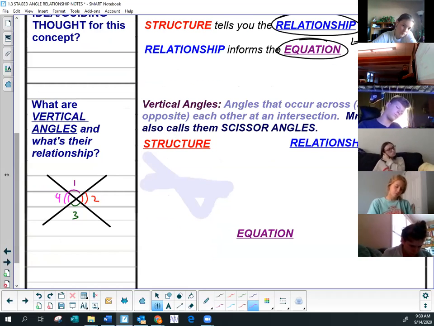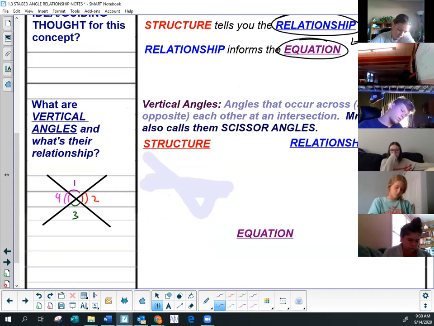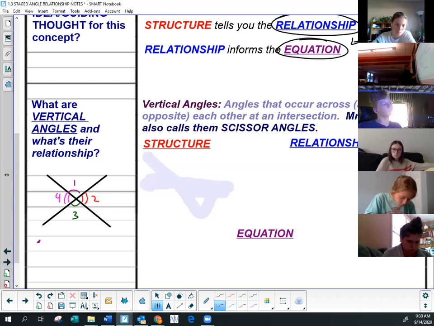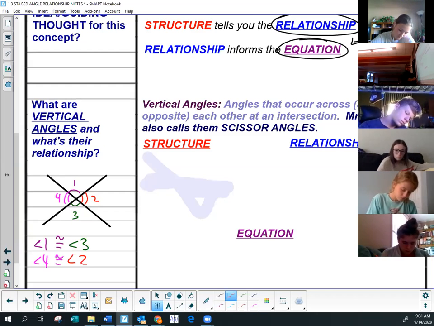Just so we understand what you just saw, can you please notice that I have different numbers of arcs on each one? If the arcs match, what does that tell you about the angles? They're congruent. So we know that angle 1 must be congruent to angle 3. And likewise, angle 4 has to be congruent to angle 2. That's the basic relationship of vertical angles.